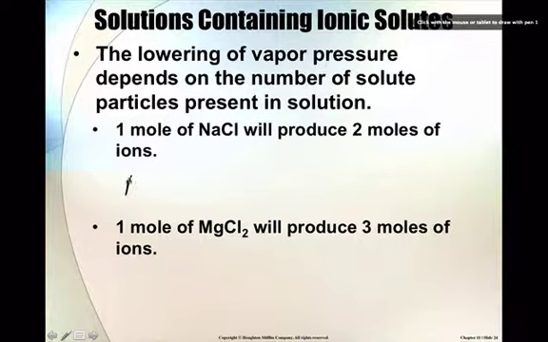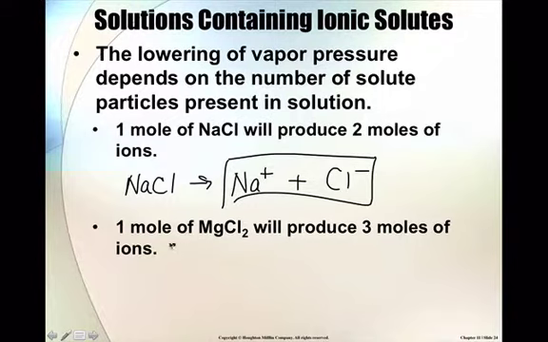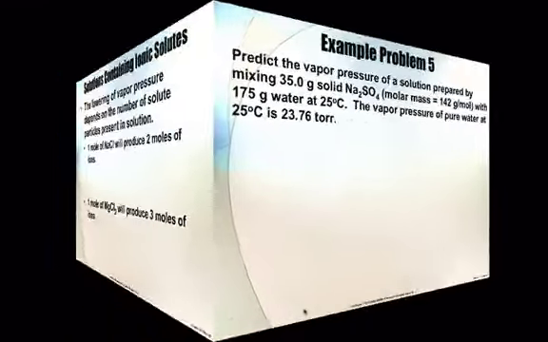But if I added sodium chloride, we know sodium chloride, when I put it into solution, splits up into sodium and chloride ions. So for every 1 mole of sodium chloride I put into the solution, I'm really putting in 2 moles of ions or particles, which is what I care about. And the same thing will be true here. For every 1 mole of magnesium chloride that I put in, I produce 1 mole of the magnesium ions and 2 moles of the chloride ions. So you need to pay attention when they give you those ionic solutes, because they do have more of an effect because they split up into more particles when they go into solution.